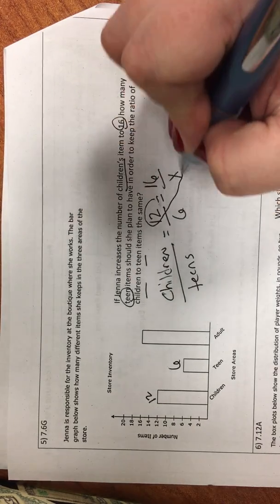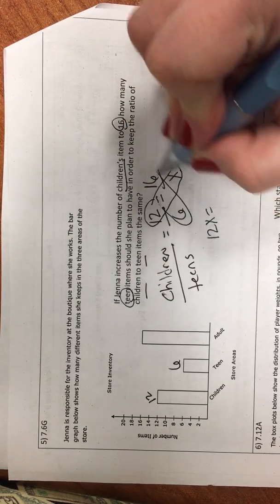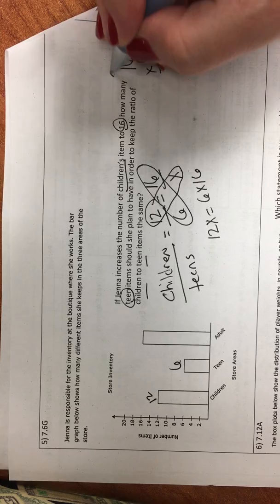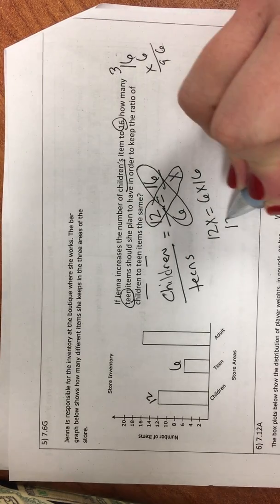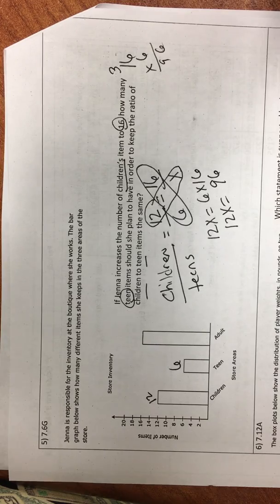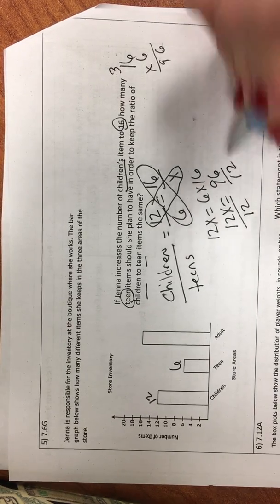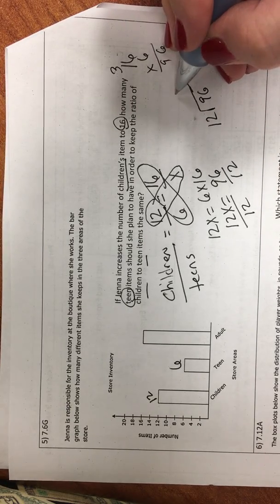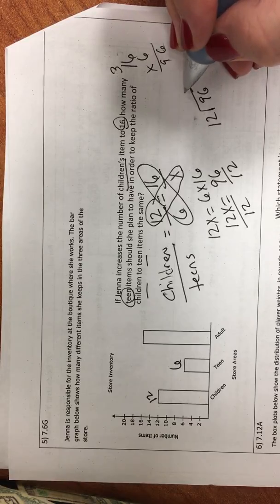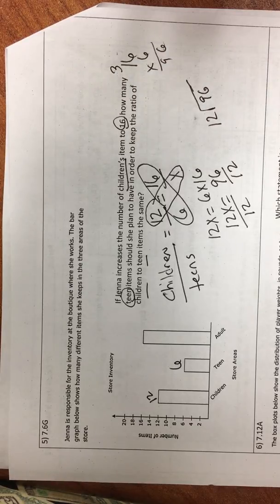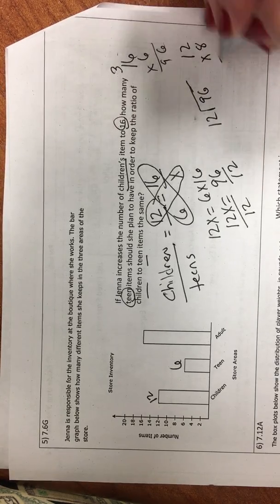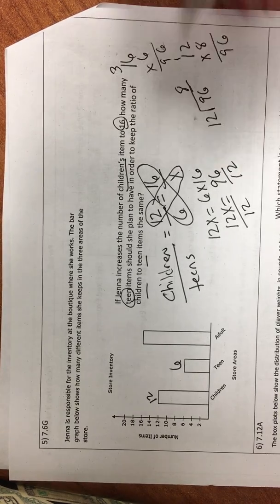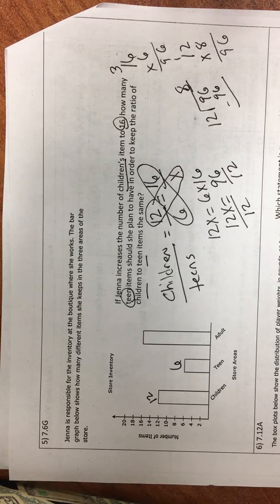Okay, so I'm going to cross multiply. 12x is equal to 6 times 16. So 16 times 6 is 96. So I have 12x is equal to 96. Divide both sides by 12. And 12 is going to go into 96, I think that's 8 times. So 12 times 8, 12 times 8 is 96. All right, so that's going to go in there 8 times.